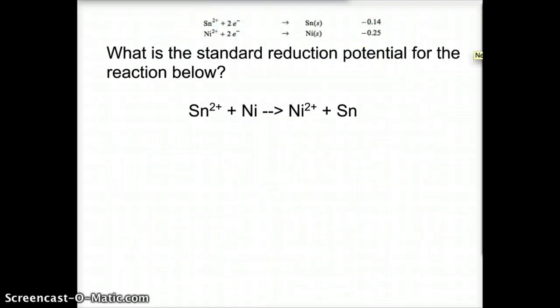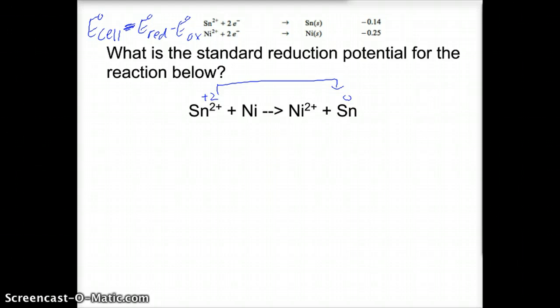Let's do one more together. What is the standard reduction potential for the reaction below? So now we're given a reaction. So first I need to figure out what's getting oxidized and what's getting reduced. Because the equation is E naught cell is equal to whatever is getting reduced minus what's getting oxidized. So tin, Sn is going from +2 to 0. Nickel is going from 0 to +2. So tin, therefore, is getting reduced. Nickel must be getting oxidized.